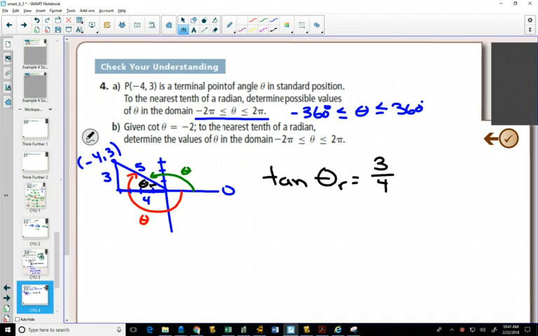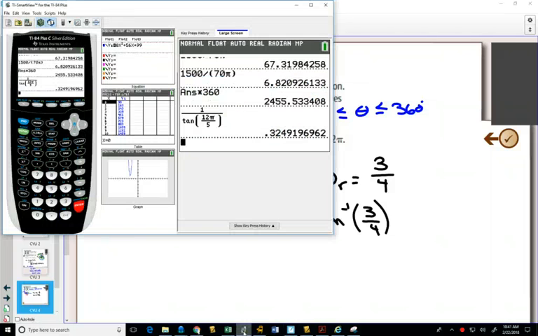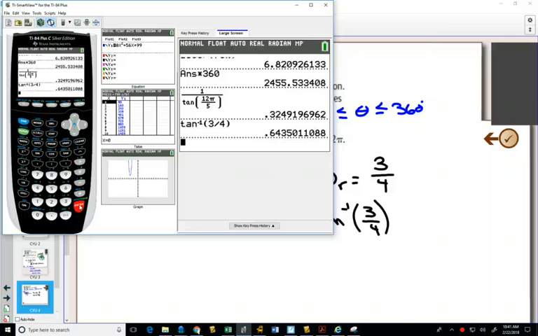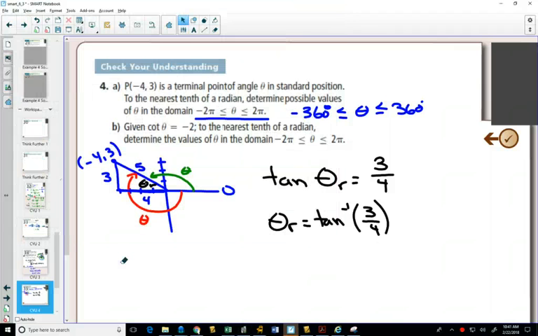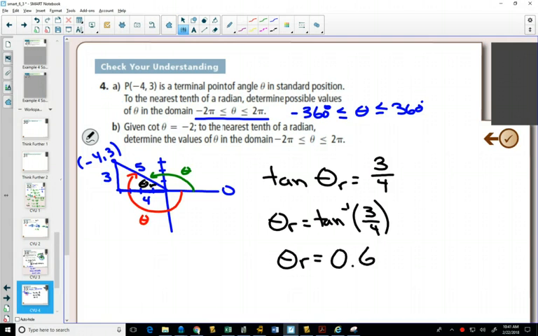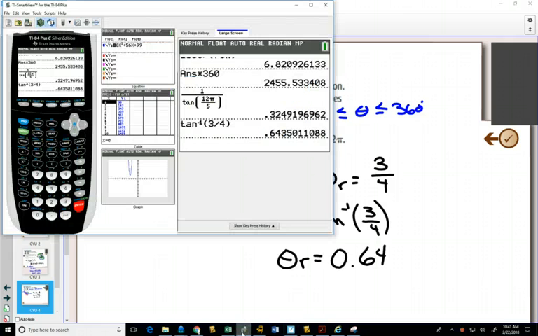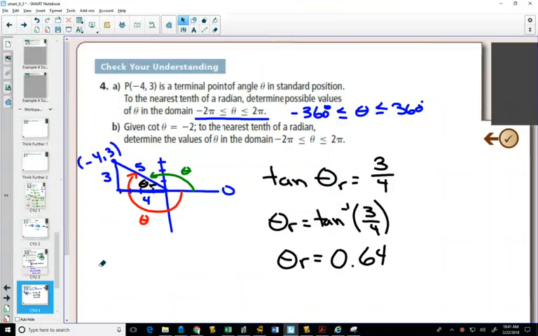And then from here, we can use our calculator by doing the inverse tan of 3 over 4. The main difference now is instead of having our calculator in degrees, now our calculator's in radians. So when we do tan inverse of 3 divided by 4, we get 0.644, to the nearest hundredth. What does it ask us to go to the nearest? Tenth. So our reference angle is 0.64. And we got that from our calculator.